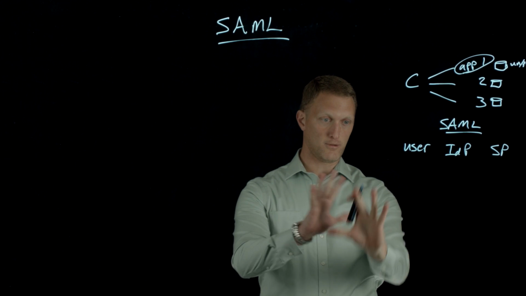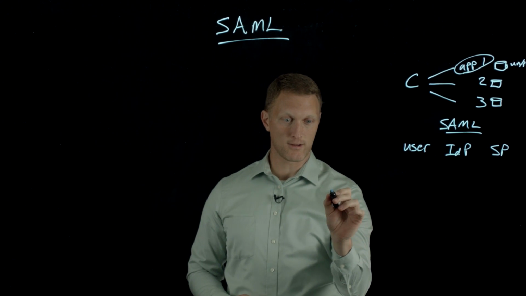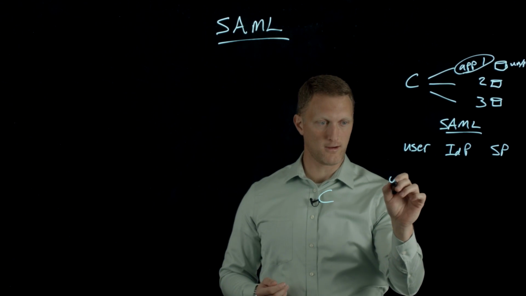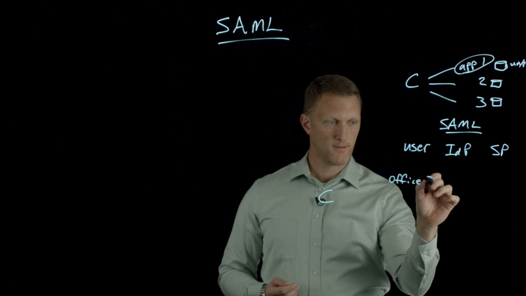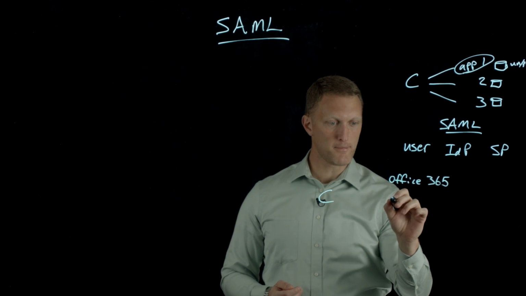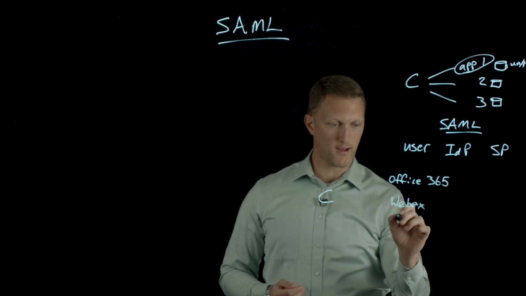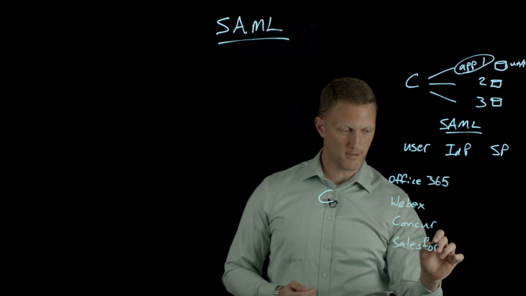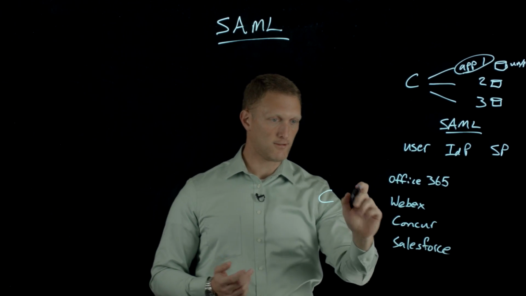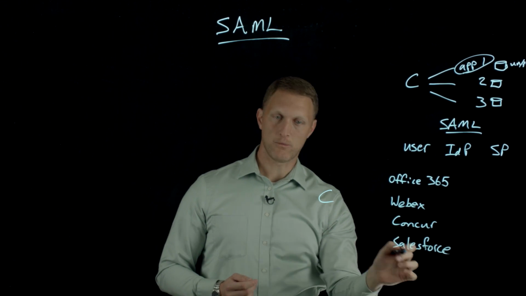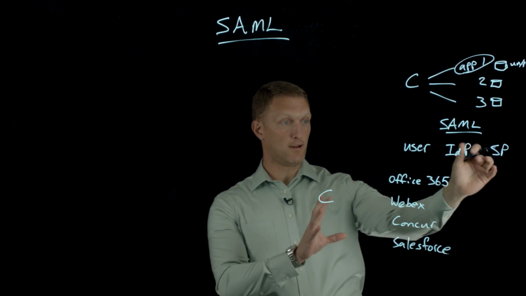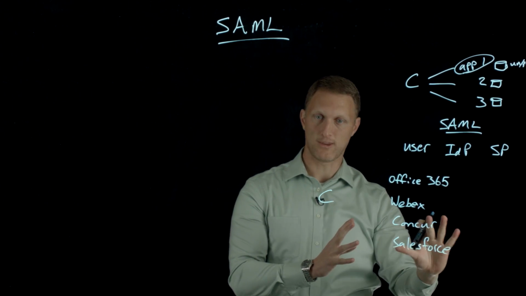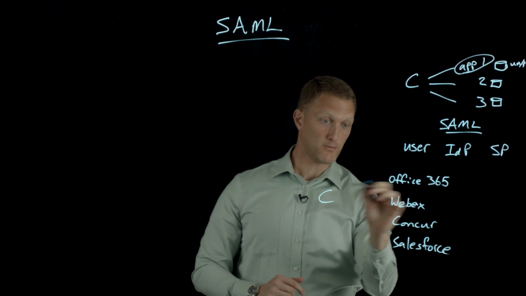So I'm going to draw a quick SAML diagram where now you have a client who needs to access all these different applications. Let me use some examples. Let's say you've got Office 365. Let's say you have WebEx. Let's say you have Concur. Let's say you have Salesforce. I could go on and on. Again, instead of having a username and password for every single one of these, the service provider would be the application that hosts these things. So that's where you want to ultimately get.